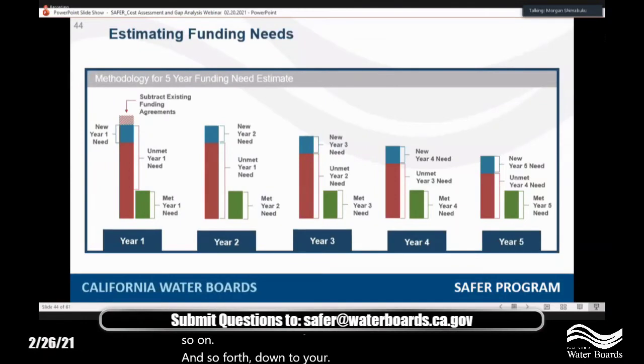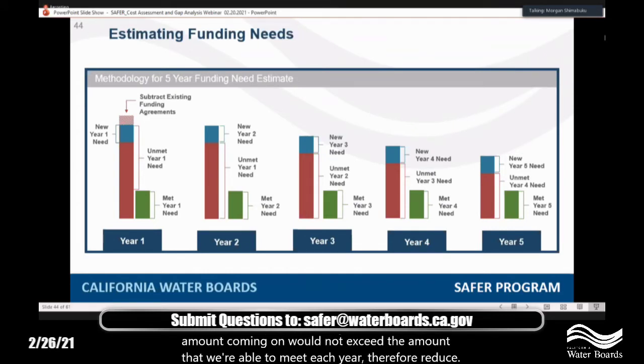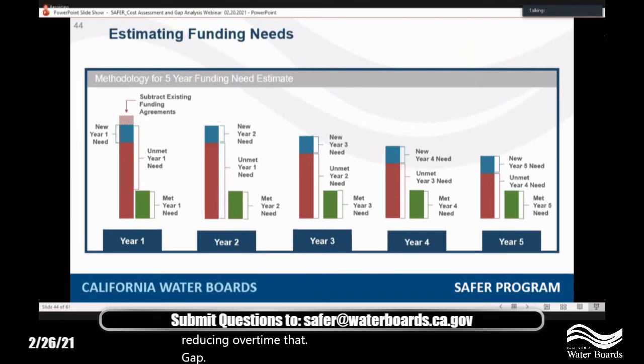And as this shows, our hope, in an ideal situation, is that the need over time would be met more and more, and the amount coming on would not exceed the amount that we're able to meet each year, therefore reducing that gap over time. Next.